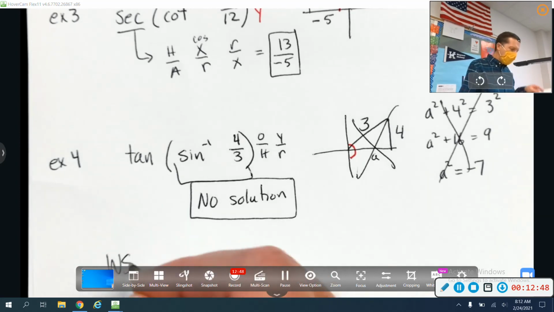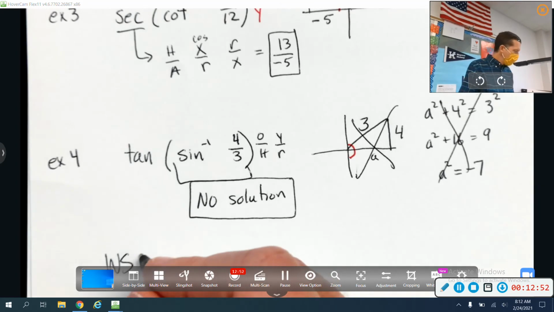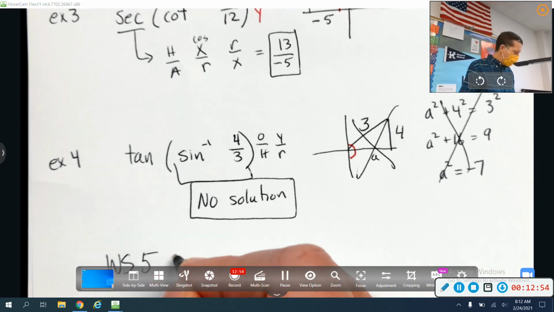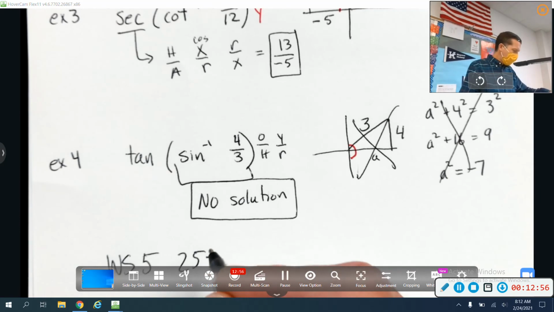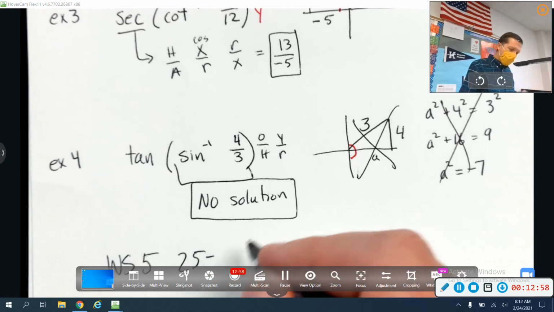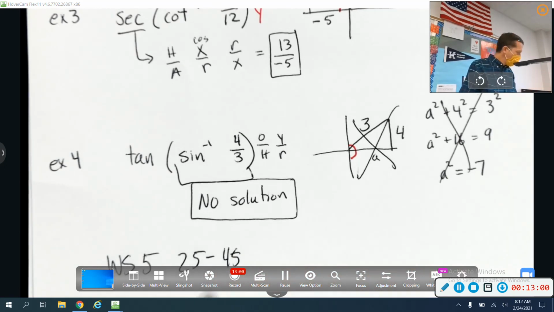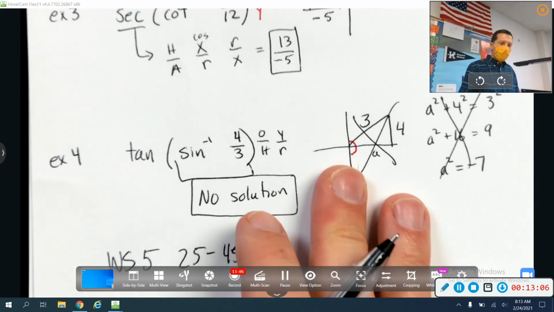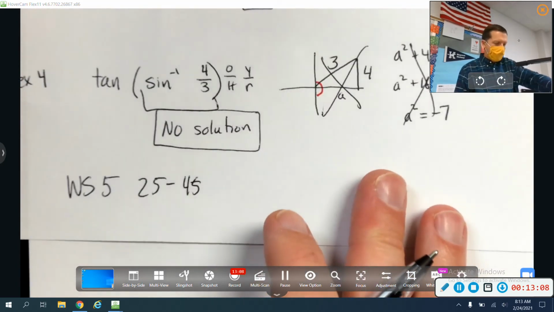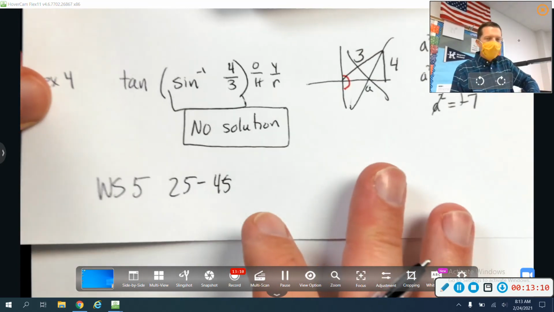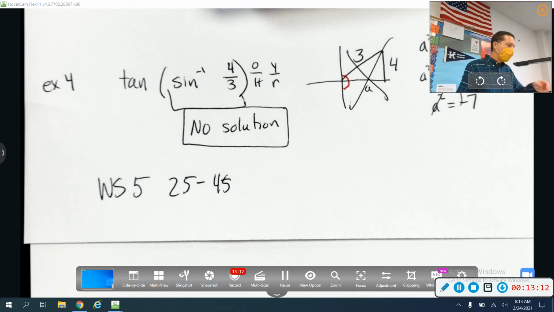So the assignment is, and we'll work one together, because there's one more kind of tricky thing. Assignment's worksheet 5, 25 through 45. And we're not going to do the calculator stuff at the end, the 46 through 63. So you can mark those out at the very last set. We're not ever going to do those, so you can just mark those out. They're super easy. All you do is type them in a calculator.